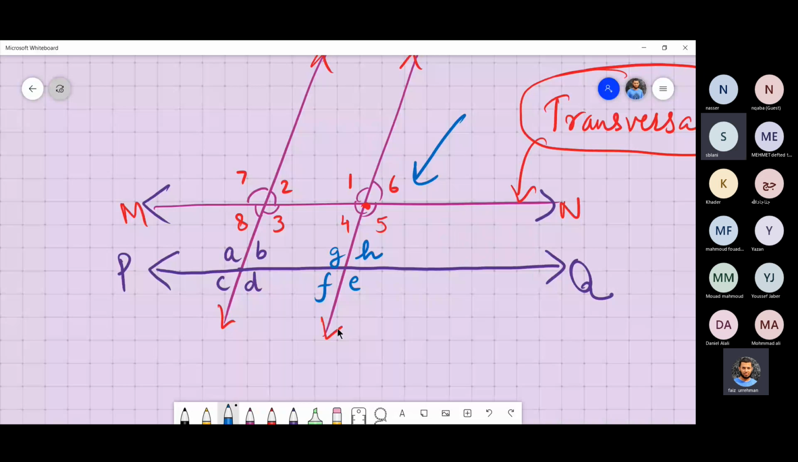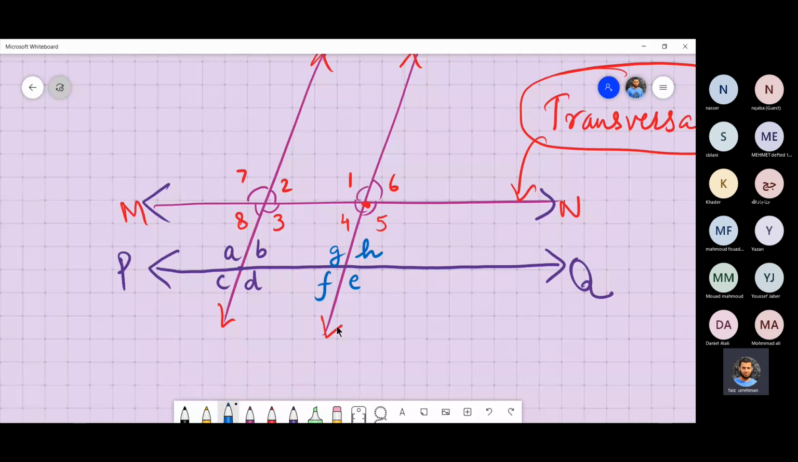Now tell me, what is the co-interior of 3 in red color? Anyone can tell me. What is the co-interior of 3 in red color? 4. Co-interior is always inside the room, not outside: not 5, not 6, not 7, 8. It's 4.